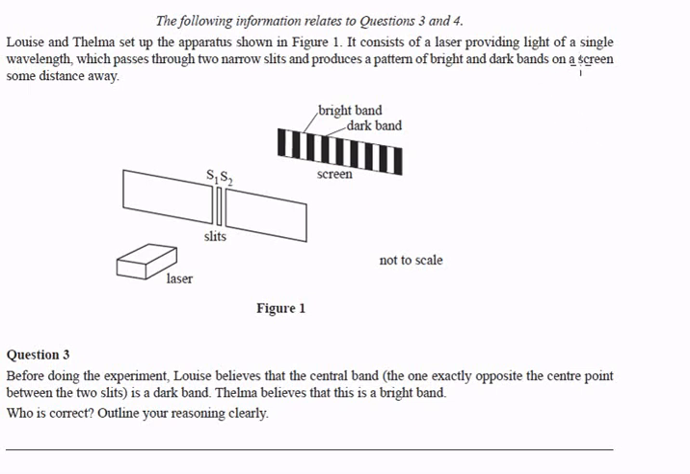So now we've got the double slit experiment set up for Thelma and Louise. There's a laser that passes through two slits and you get bright bands and dark bands. Obviously the white ones are bright, the dark ones are the dark bands. So this is the double slit experiment.